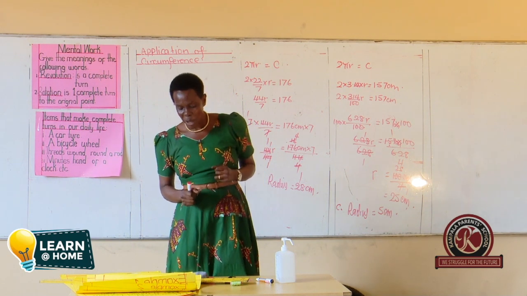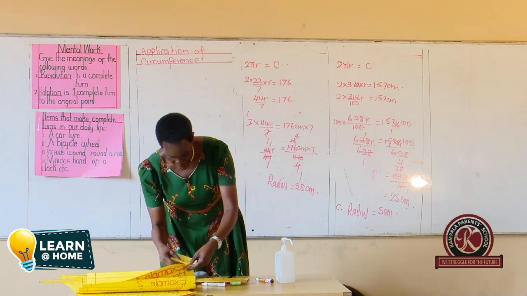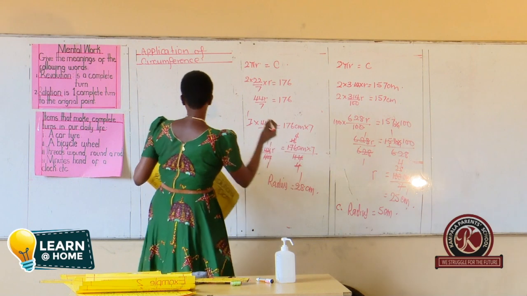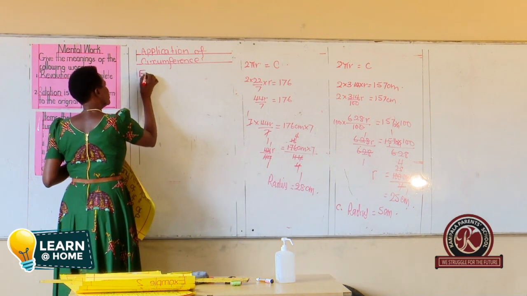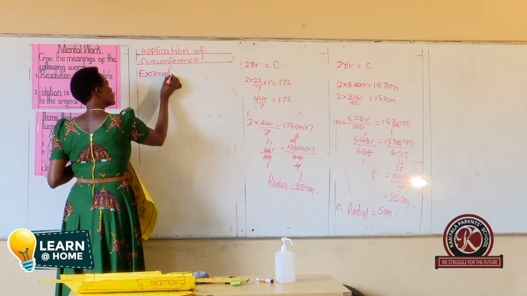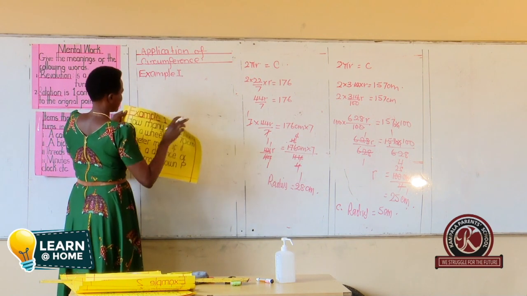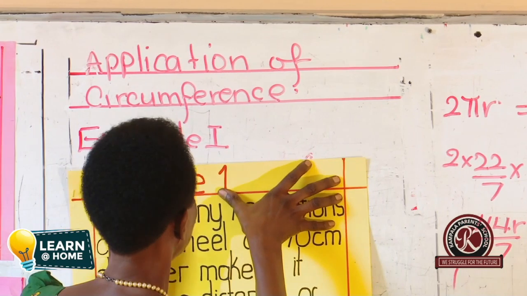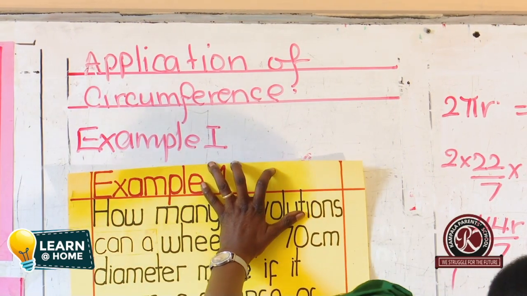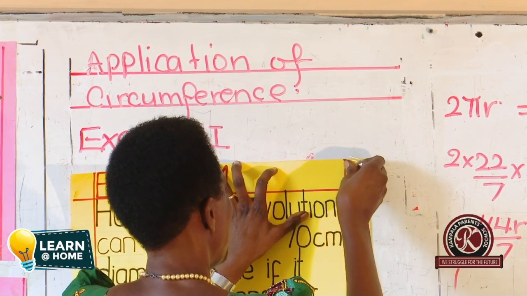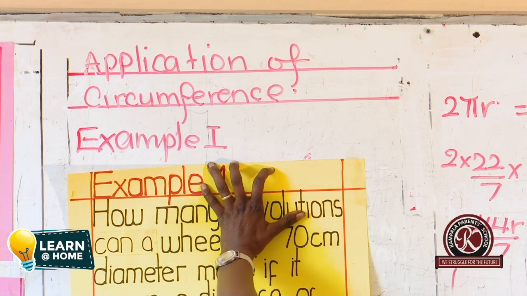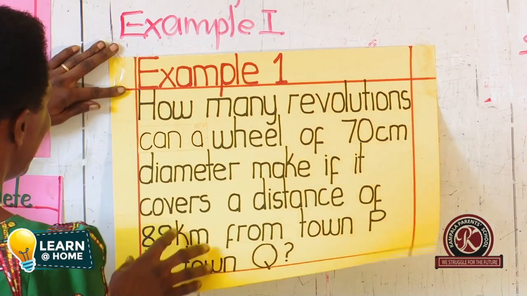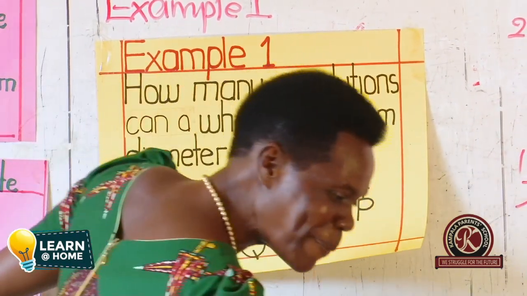So now, I'm giving you a question. I have a question here. Before I go to the question, let me write here. Example 1. And I place this here. I know that as I'm placing this one here, some people are already reading. I want you to read properly.